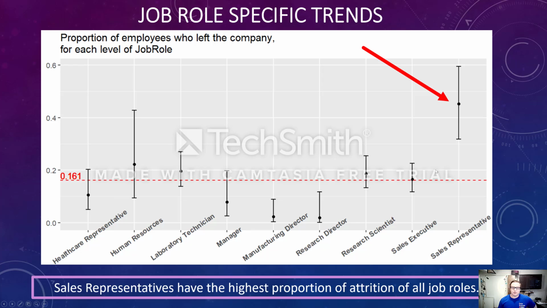Lastly, job-specific trends, and so we can see sales representatives have the highest attrition.